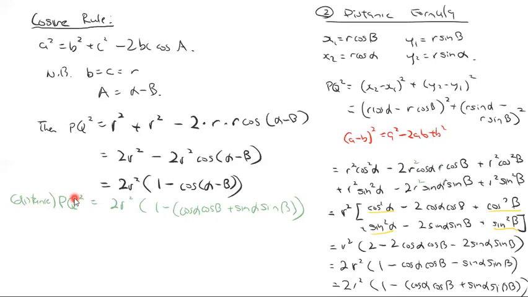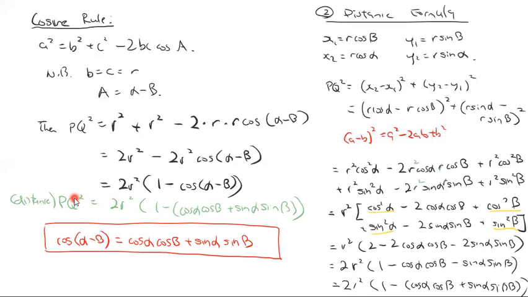Given that these two things are the same, and we know that to be a fact, then what must be a logical conclusion? The bracket inside the bracket equals the bracket inside the bracket of the other bracket. In other words, we're saying that cosine of alpha minus beta must equal cosine alpha, cosine beta, plus sine of alpha, sine of beta. Nice. We're proving this result.